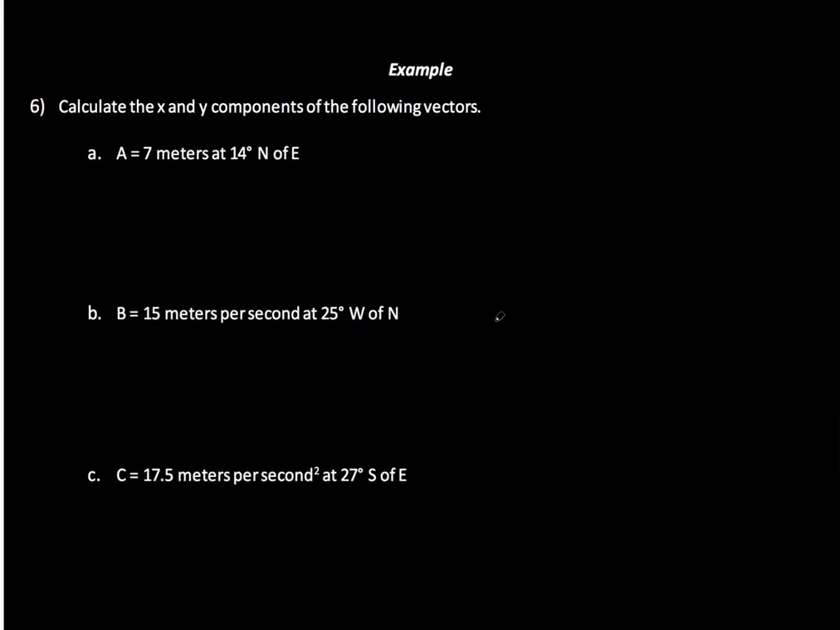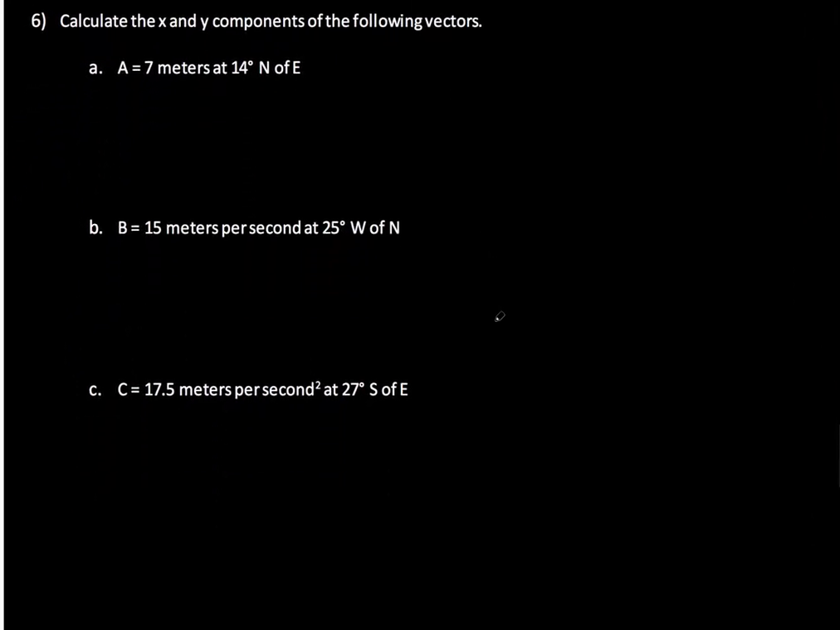So calculate the x and y components of the following vectors. Let me just set up some axes for us for each one of these. It looks like all of these are going to be north, south, east, west kind of things. So we'll do north, south, west over here, east over here.